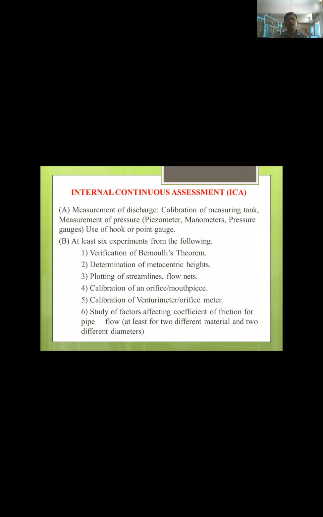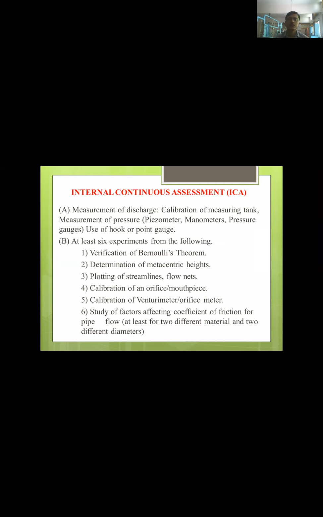The second one is the determination of metacentric height. What is metacenter? What is metacentric height? You are going to learn that in unit number 2, that is fluid statics. And in this practical, we are going to find out the metacentric height of a floating object.